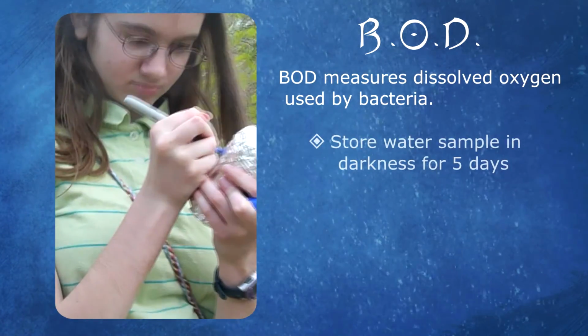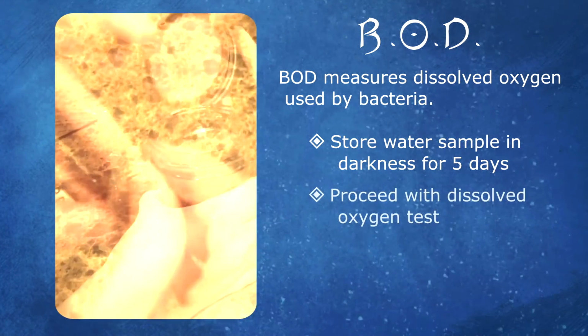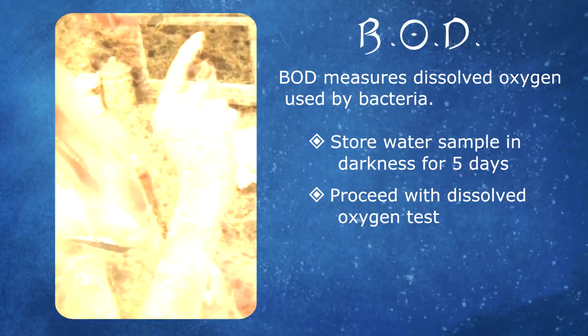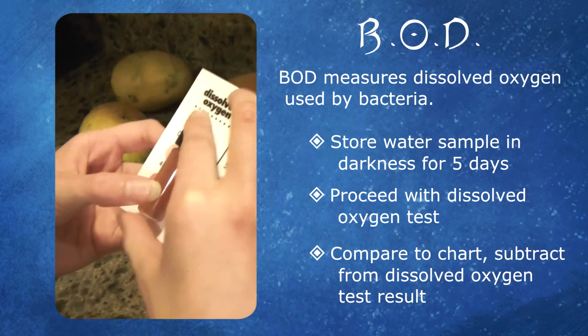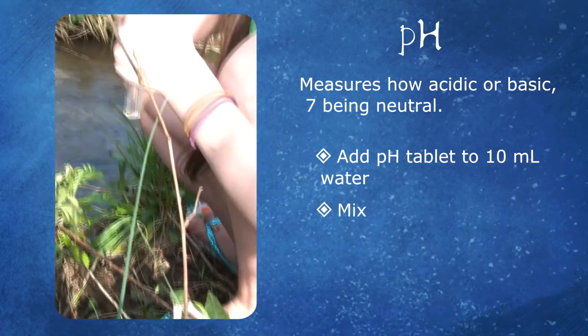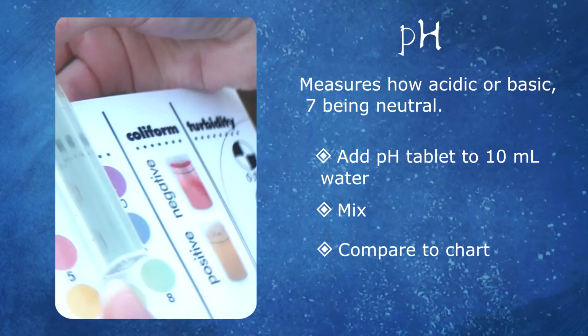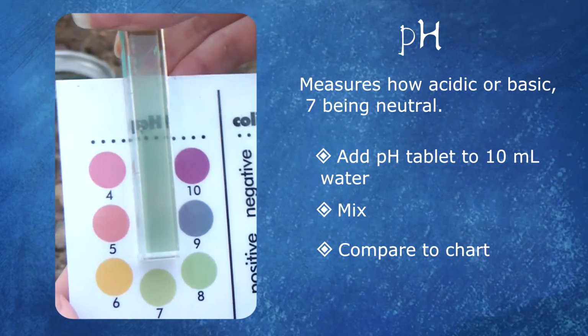Biochemical oxygen demand measures the amount of dissolved oxygen used by bacteria as they break down organic wastes. If bacteria consume too much oxygen, it causes a deficiency for other life. pH measures the acidic or basic quality of water. 7 is neutral. Organisms adapt to specific levels and pH can be affected by pollution.